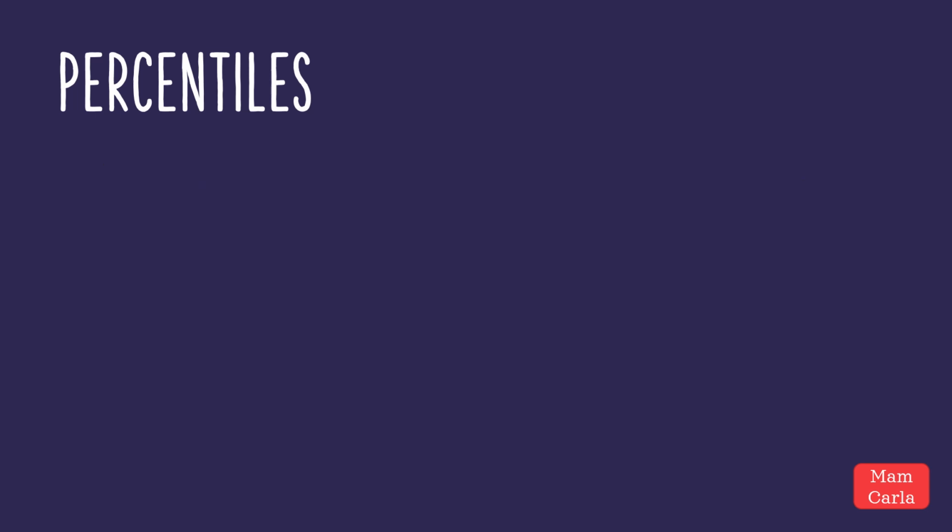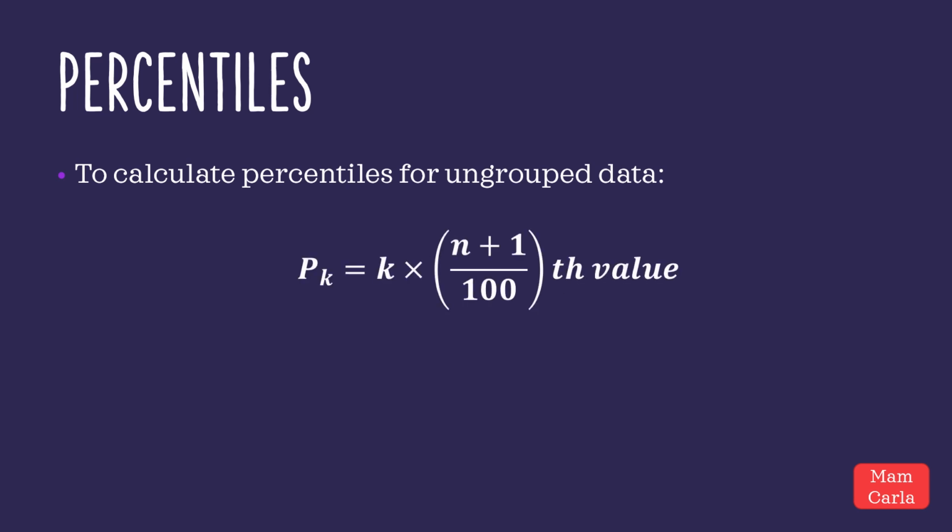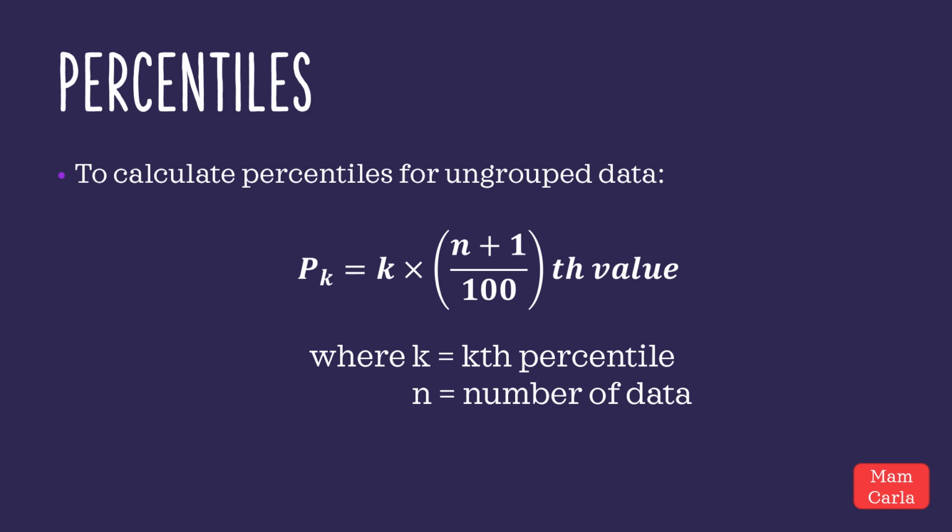To calculate the percentiles for ungrouped data, we use the formula P sub k equals k times the quantity of n plus 1 over 100 value. So k here is the kth percentile and n is the number of data.